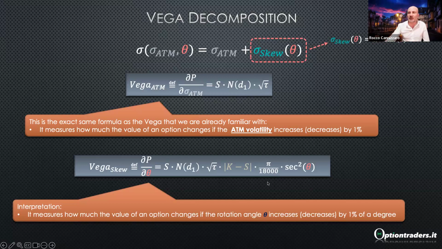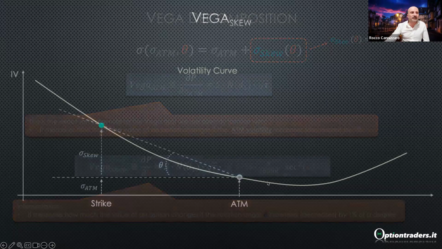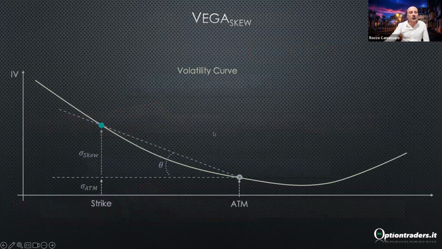So what does it really mean, 1% of a degree? Well, and actually, what does it really mean, this whole thing? Going back to this chart, let's say I bought this option, right? And this was my original volatility. I know what the Vega-Skew is. I know what the angle is because I can calculate it. I have all of this information. I'm trying to understand what would happen if the skew were to increase, right? Then the volatility would go from this point to the new point.